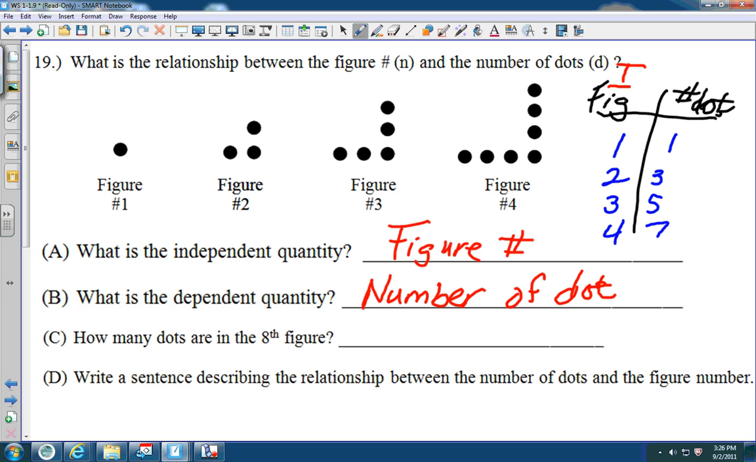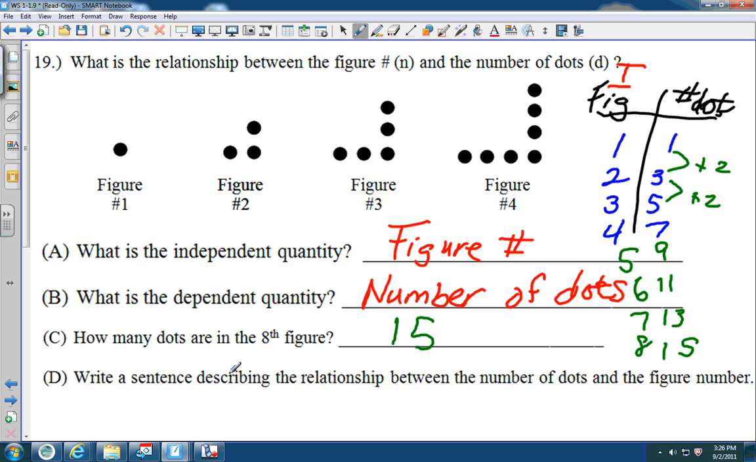Now, it says, what is the 8th figure? If you look, what is it increasing by? It's increasing by 2 each time. So let's see, if I put 5, 6, 7, 8. It's going to increase by 2. So I'm going to have 9, 11, 13, 15. So the way I would do this is that it's 15.